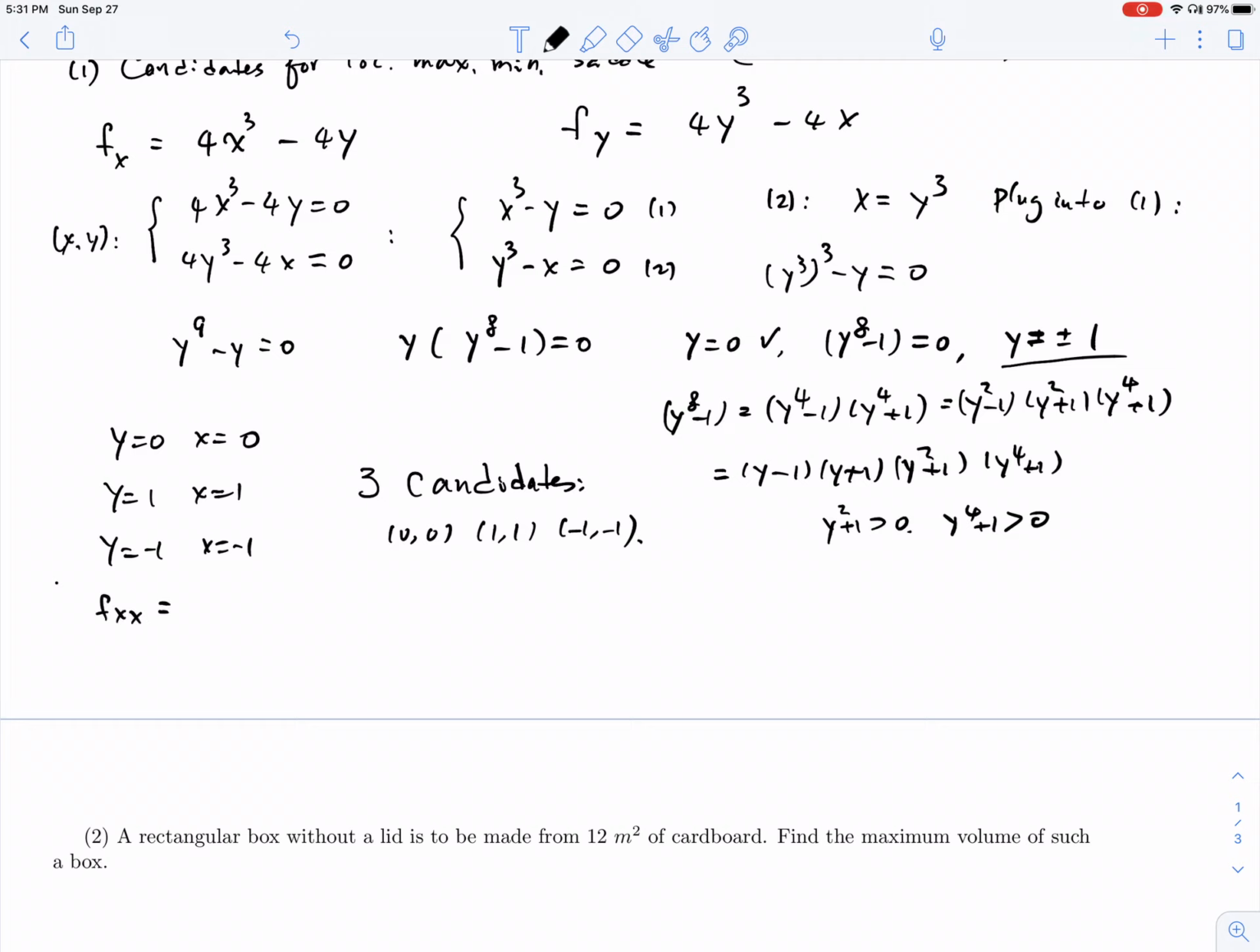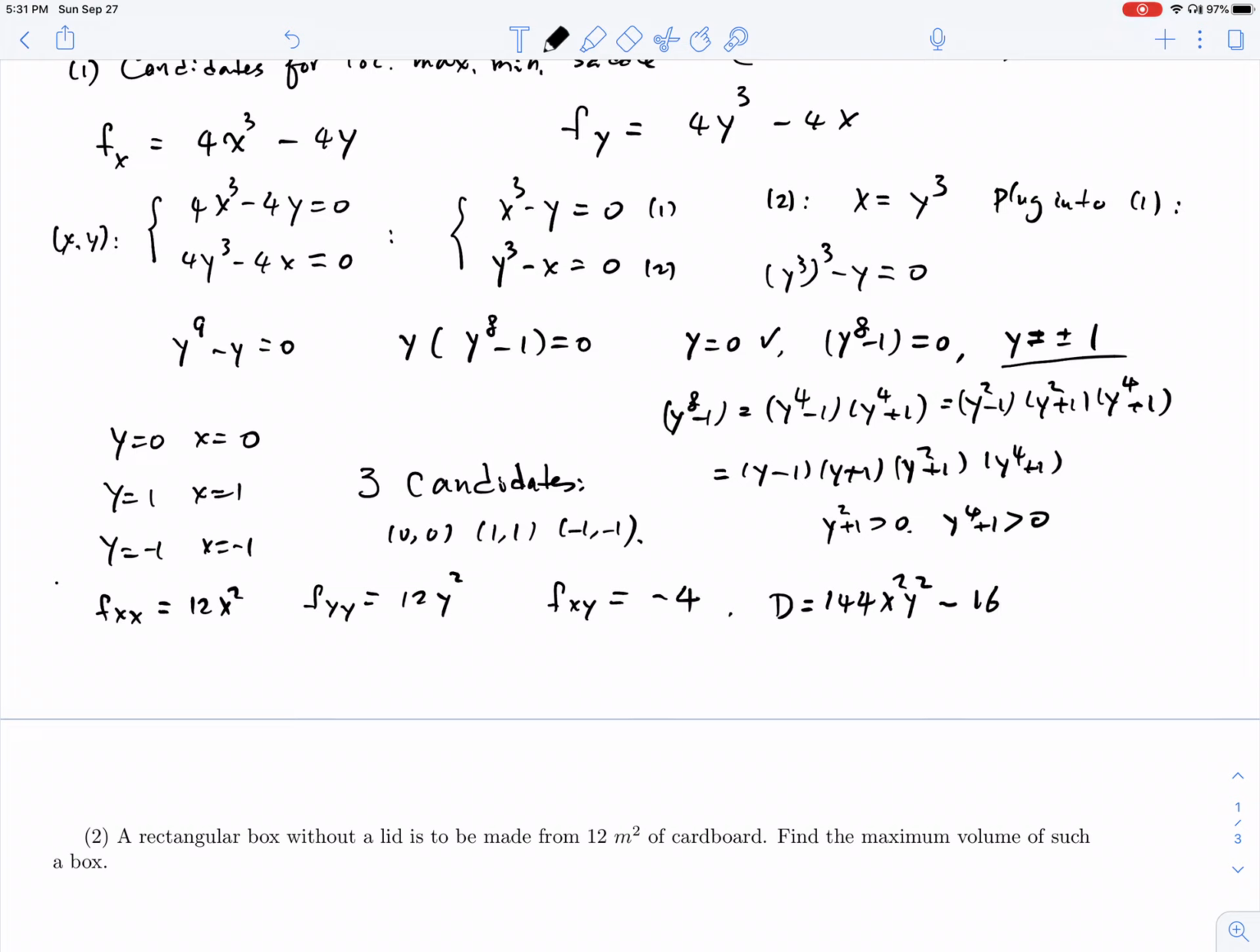fxx is going to be 12x squared. And we see, except at 0, this is going to be positive. fyy is 12y squared, right? And then what is fxy? That's going to be exactly -4, right? So now let's calculate D. D is equal to 144 x squared y squared, because 12 squared, right? And then minus negative 4 squared, which is minus 16.